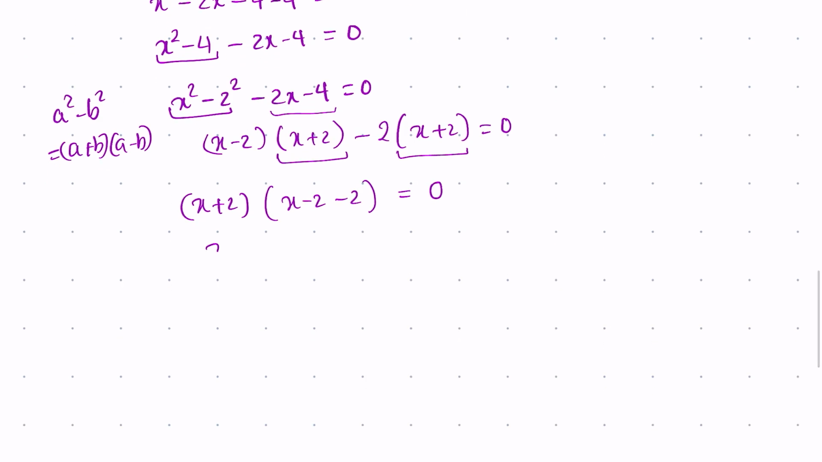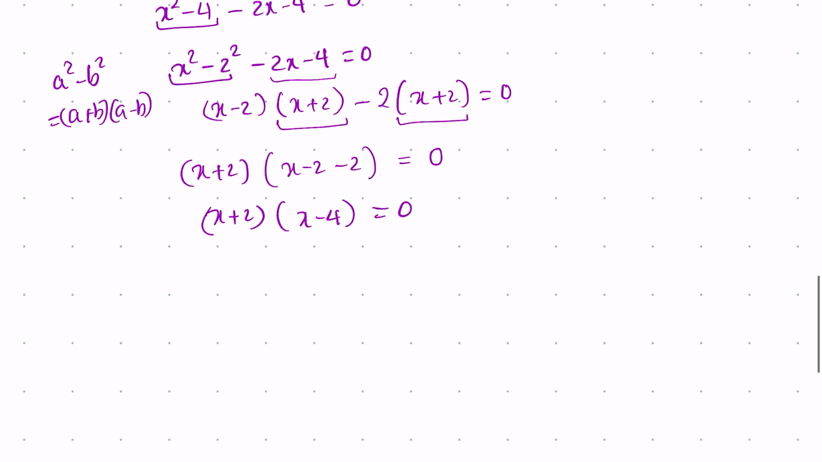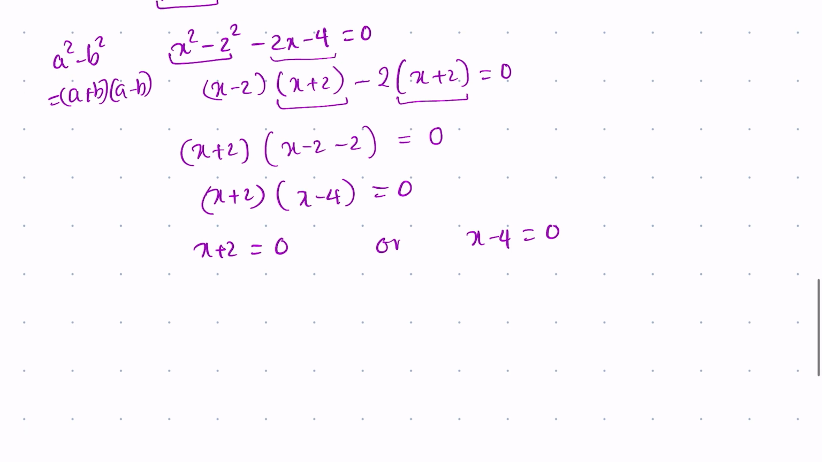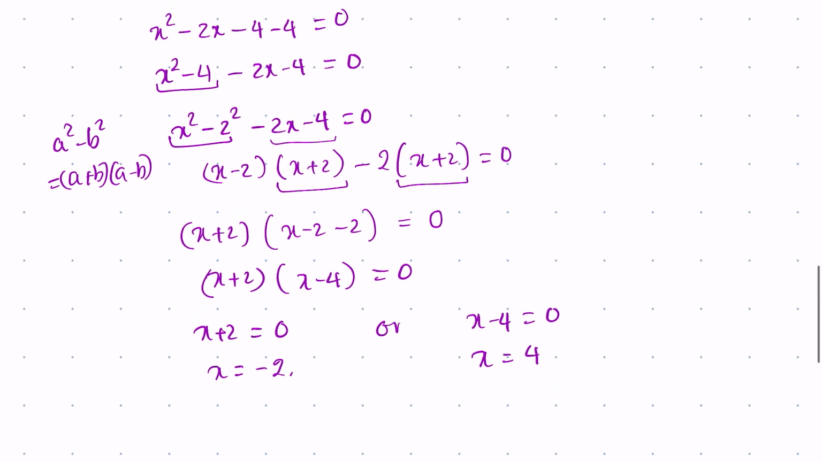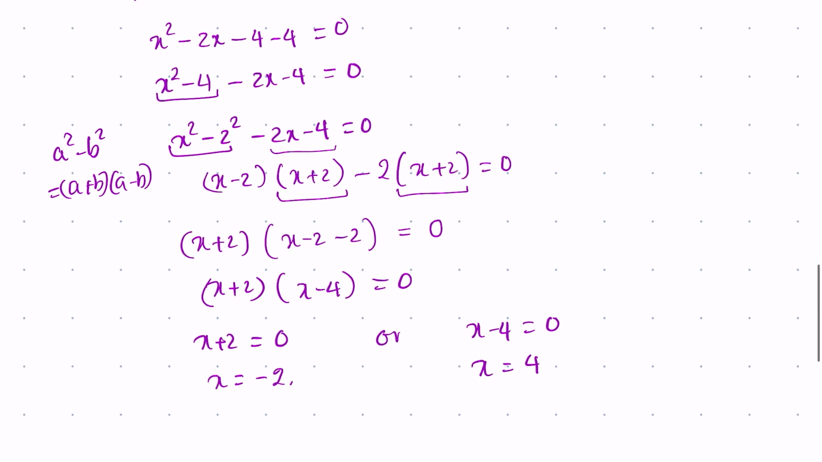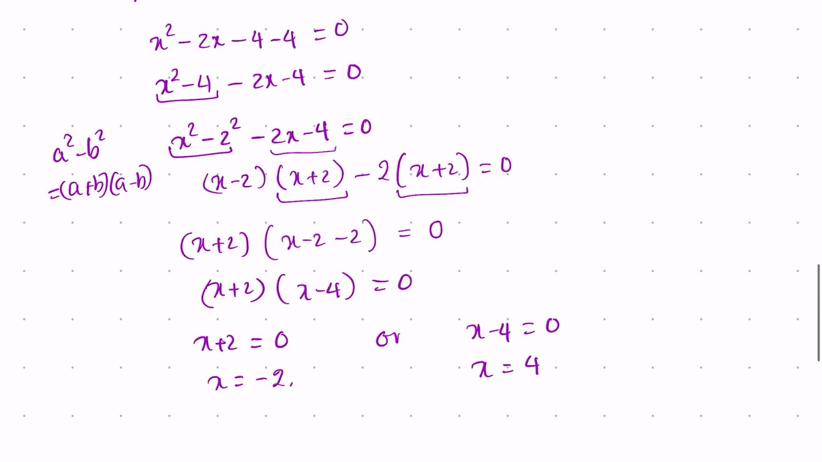So now we get x plus 2 times x minus 4 is equal to 0. So x plus 2 can be 0, or x minus 4 is 0. This gives us x is equal to minus 2 and x is equal to 4. All right. We can check if our solution is correct.